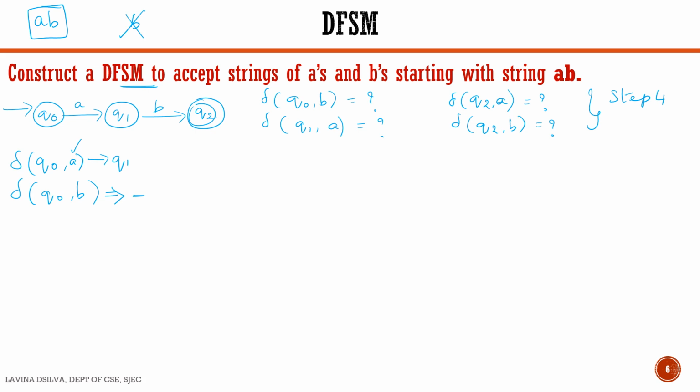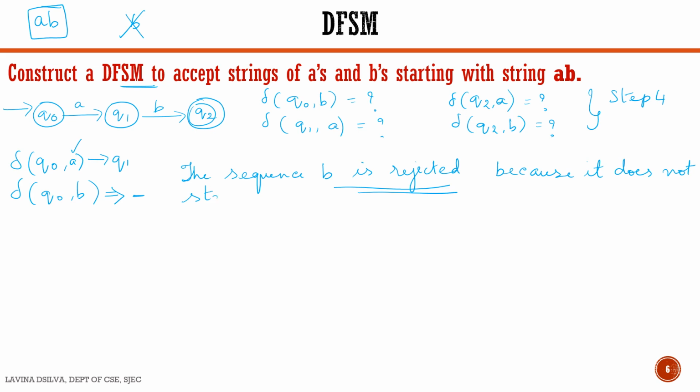Therefore, the sequence B is rejected. Why is it rejected? Because it does not start with the substring AB. Therefore, we do not define any transition.